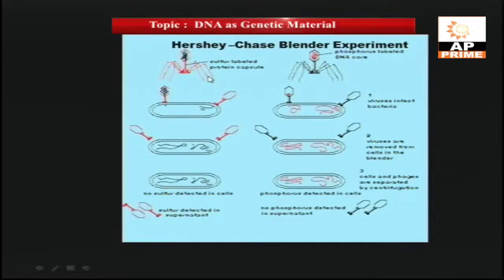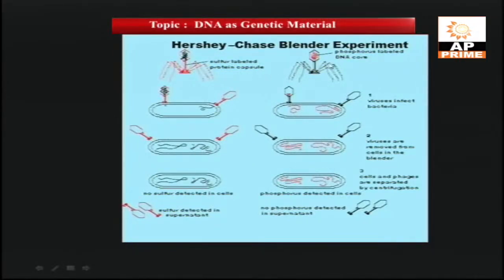When these sulfur-35 labeled viruses were used to infect these E. coli bacterial cells, the protein coats were left outside the host cell. That means radioactivity was left outside the host bacterial cells. Then the non-labeled DNA undergoes replication and forms new viruses.